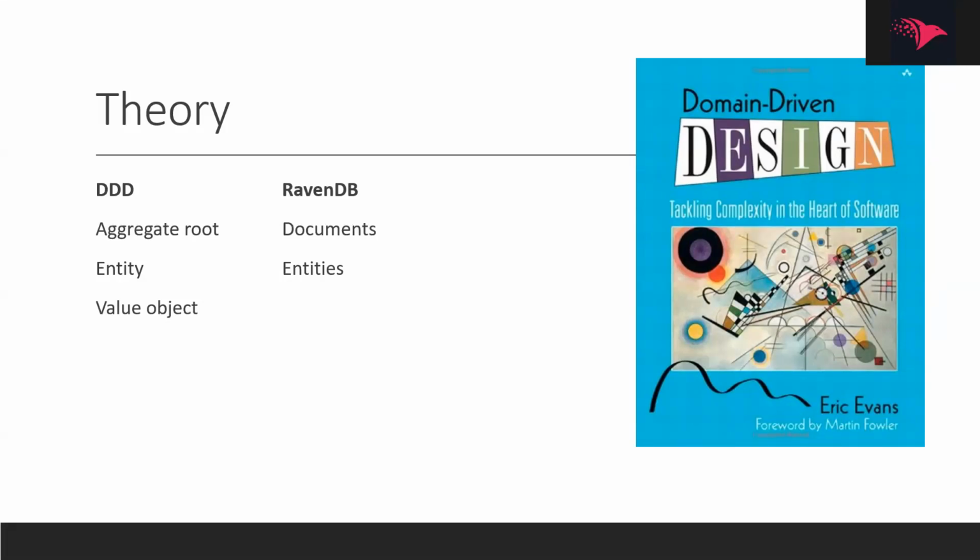With RavenDB, the situation is quite different. We don't actually have the concept of an entity. Or rather, to be more exact, the division that we typically do is that we have a document, and a document is a one-to-one mapping to an object graph that is an entity inside your application. Now, notice that in this context, an entity would be the full object graph.